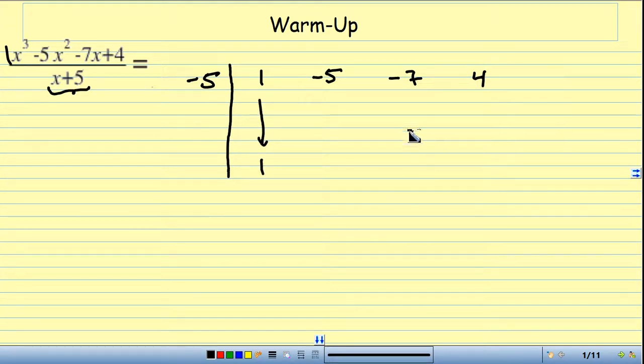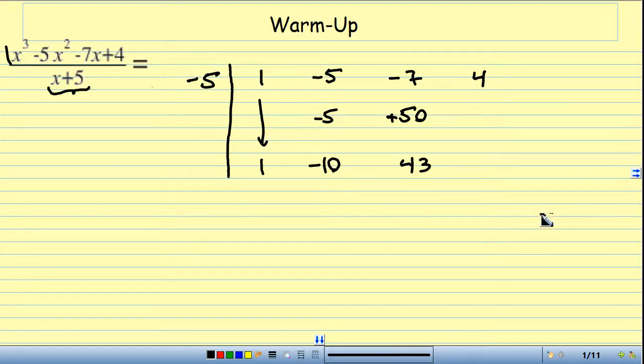Negative 5 times 1, well, that's going to be negative 5. And now combine them. So that's negative 10. Negative 5 plus negative 5 is negative 10. Negative 5 times negative 10, positive 50. Sorry, I had that negative there. So positive 50 minus 7, which is 43.